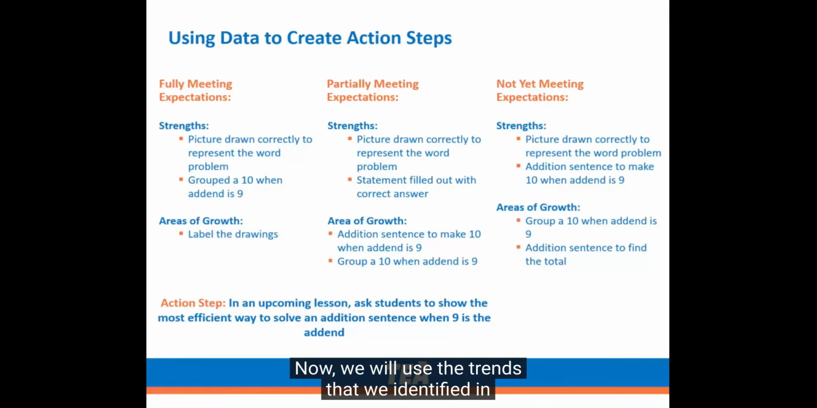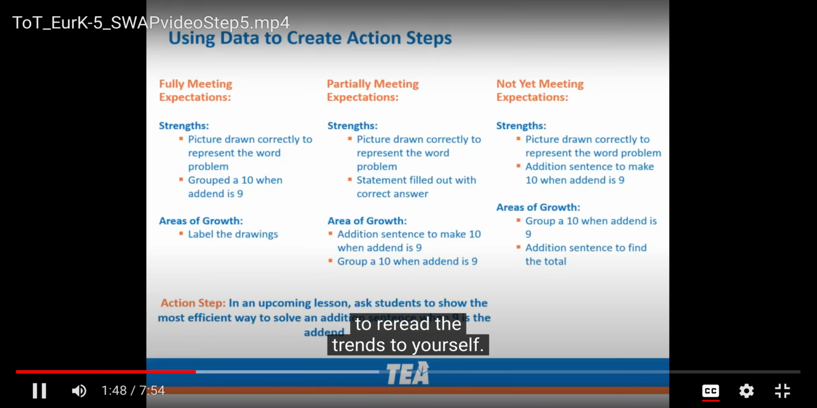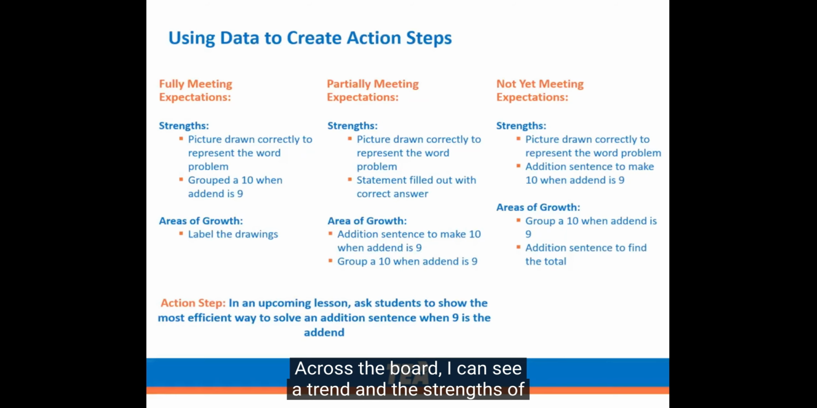Now we will use the trends we identified in the previous video to determine the action step that we will take. Pause this video and take a moment to reread the trends to yourself. Across the board, I can see a trend in the strengths of students being able to draw a picture correctly to represent the word problem. When I look at the growth areas, I can see some which include labeling of drawings.